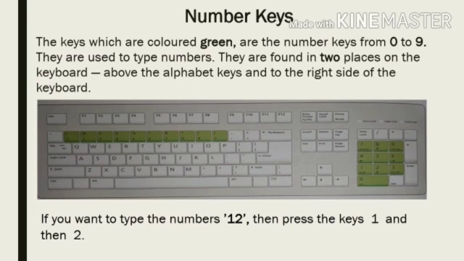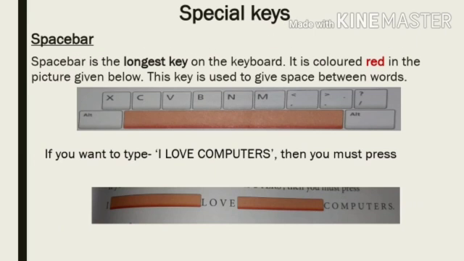Next is number keys. The keys which are colored green on your screen are the numbers from 0 to 9. They are used to type numbers. They are found in two places on the keyboard: above the alphabet keys and to the right side of the keyboard. Like if you want to type the number 12, then press the keys 1 and then 2.